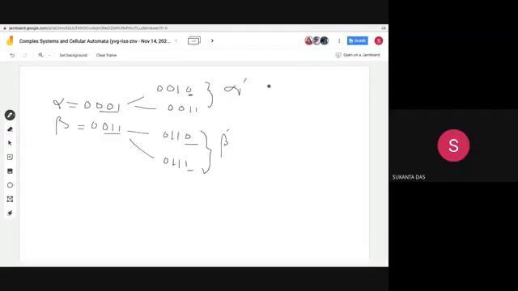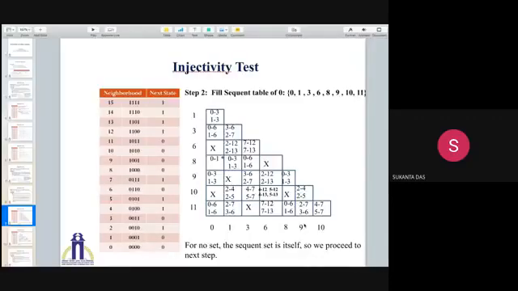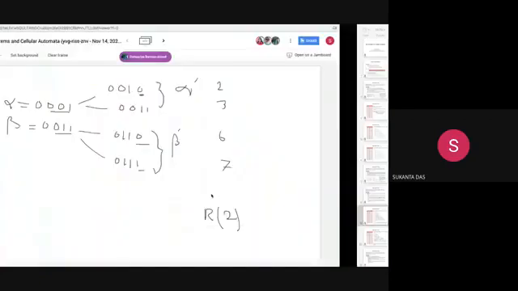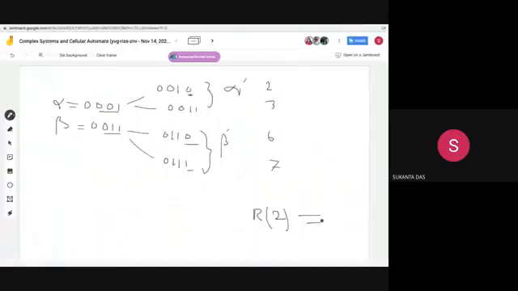And what is this? This is here 2, this is here 3. So alpha dash can be 2 as well as 3. And here I am getting 6 and 7. Right? So now I know R of 2 is 1, and R of 7 is also 1, equal to R of 2.